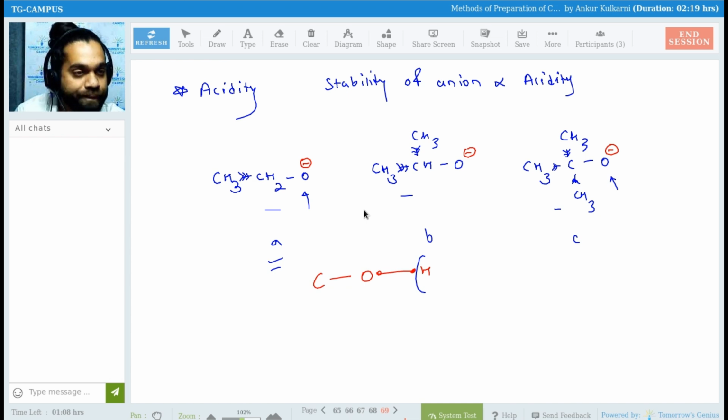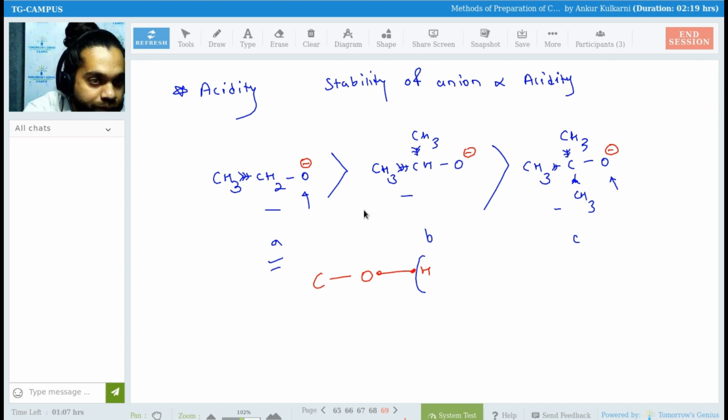It is becoming more negative. Are you getting it, Sasidaran, Prashanti? It is becoming more negative. And hence, Sasidaran, your A is the strongest, then B, then C. Is it clear? Prashanti, any doubts in this? Is it clear? No doubt, no?